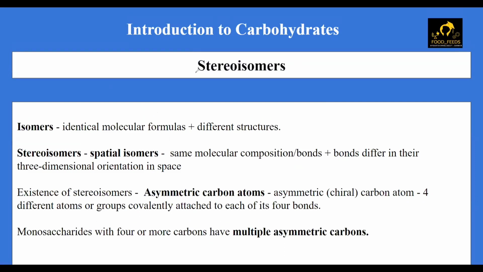So now we are looking into the topic of stereoisomers, which is one of the important properties that a carbohydrate or sugar possesses, due to which it has huge importance in the biological system. Because of this stereoisomer functionality, there are different functions that are being performed in our body. So before knowing what stereoisomers are, let's see what isomers are.